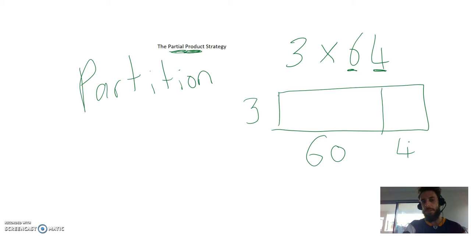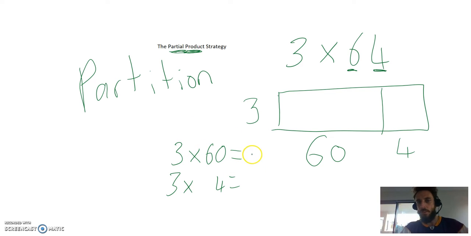And then we just write number sentences. So we would do 3 multiplied by 60 equals, and 3 multiplied by 4 equals. 3 multiplied by 60 is really easy to do off the top of my head. I can ignore that 0 in the 60 for a little bit, and I know that 3 multiplied by 6 is 18, and then I add on that 0 that I ignored. So 3 multiplied by 60 is 180.